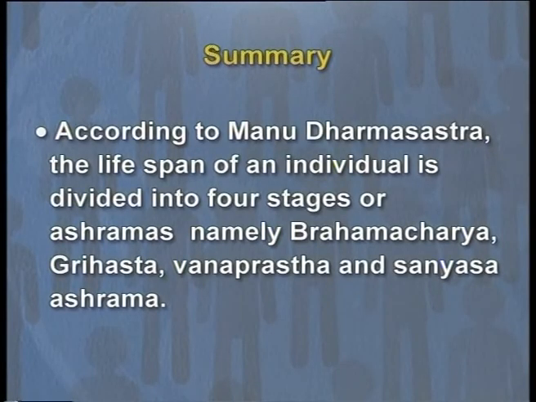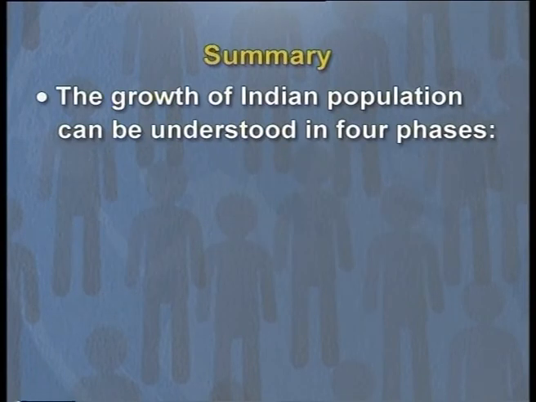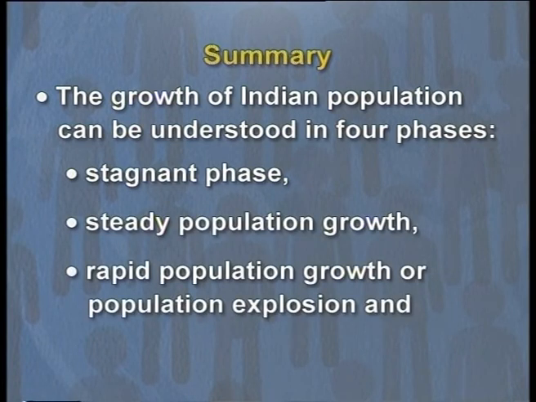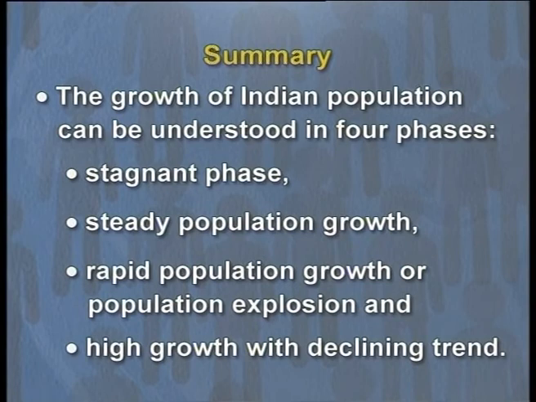Before we move into the other topic, let's look into the understanding of this particular session today. The summary of the session is, according to Manu Dharma Shastra, the lifespan of an individual is divided into 4 stages or ashramas, namely Brahmacharya, Grihasthashramam, Vanaprastham and Sannyasashramam. The growth of Indian population can be understood in 4 phases, namely stagnant phase, steady population growth, rapid population growth or population explosion and high growth with declining trend.